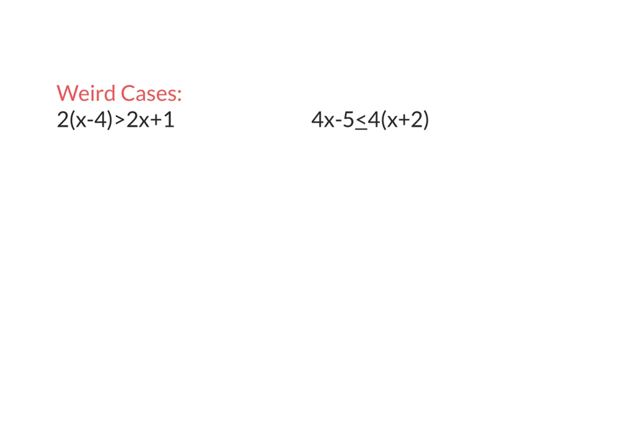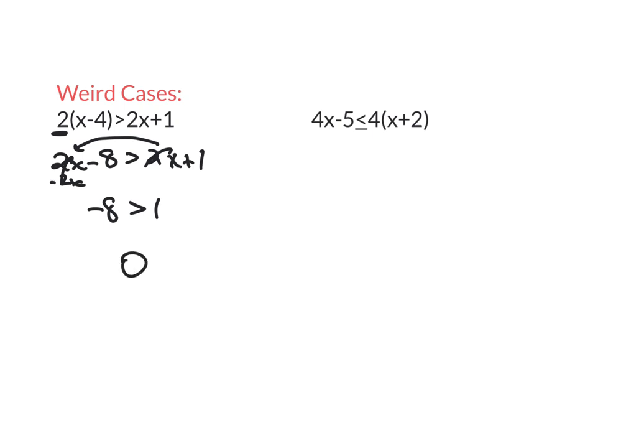Weird cases, there's a couple of weird cases you got to look out for. Okay, let's take this one on the left first. I'm going to distribute this 2, so make that 2x minus 8. Over here I've got 2x plus 1. Here's what makes it weird. If I move that over there, or vice versa, no matter which way I move it, I get a negative 2x there, this is what I get. They cancel. Okay, so I get negative 8 is greater than 1. And here's what you got to ask yourself when you get something like this. You got to ask yourself, is that true? Is negative 8 bigger than 1? Answer is no, it's not, which means there's no solution.